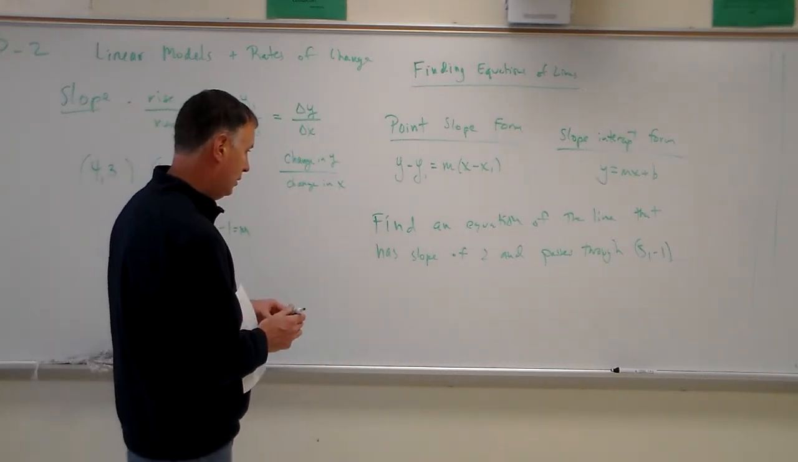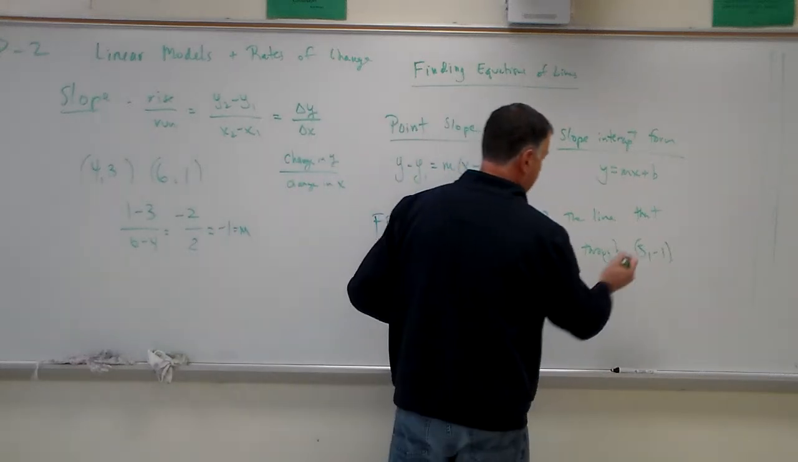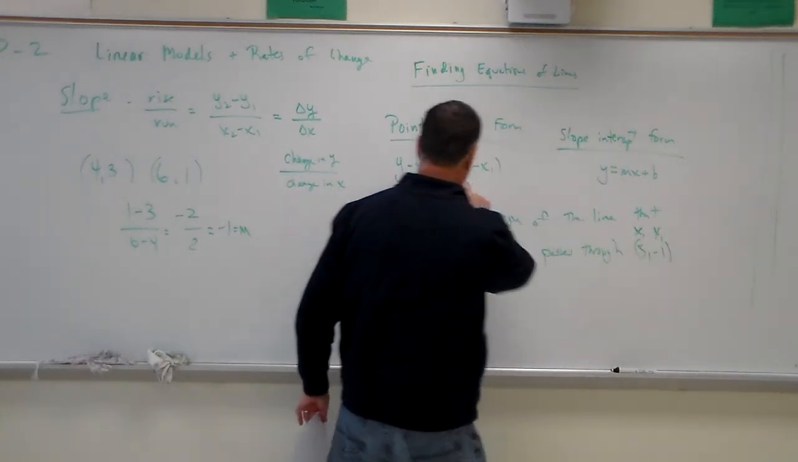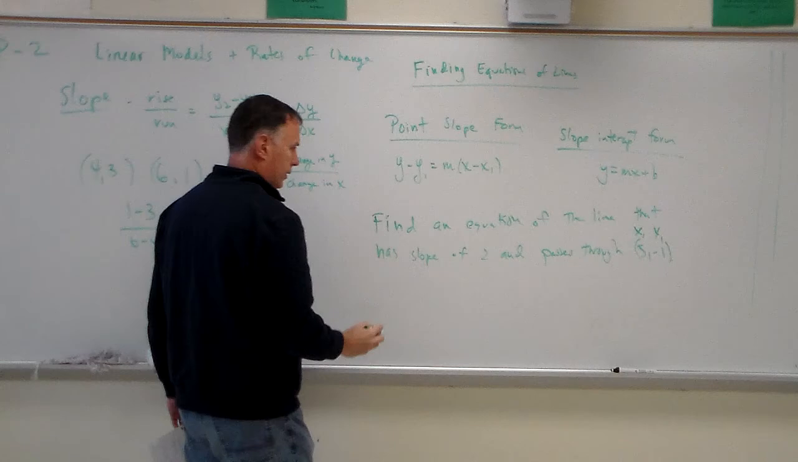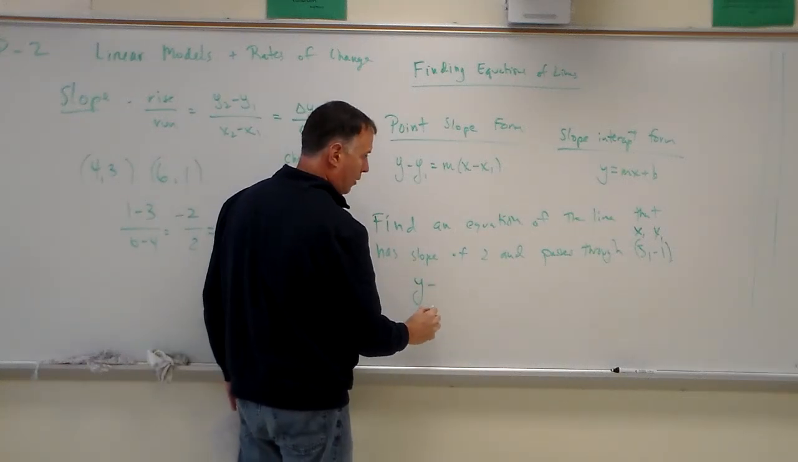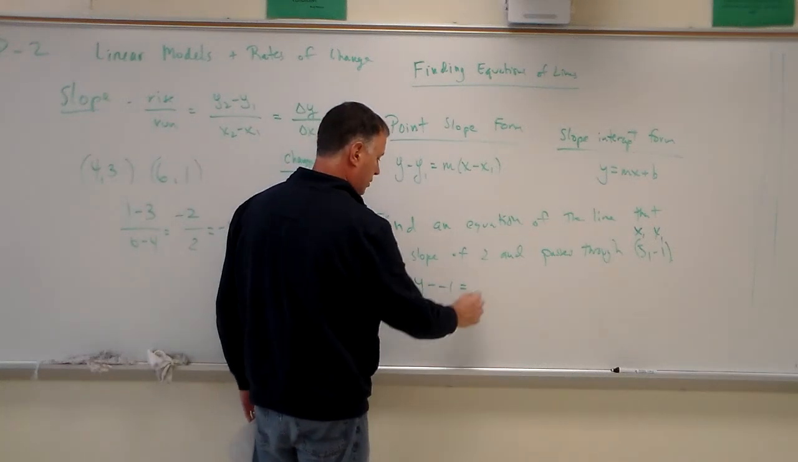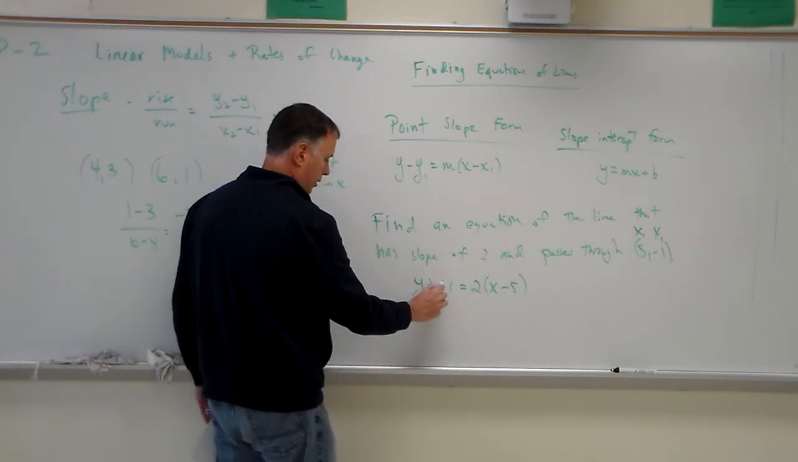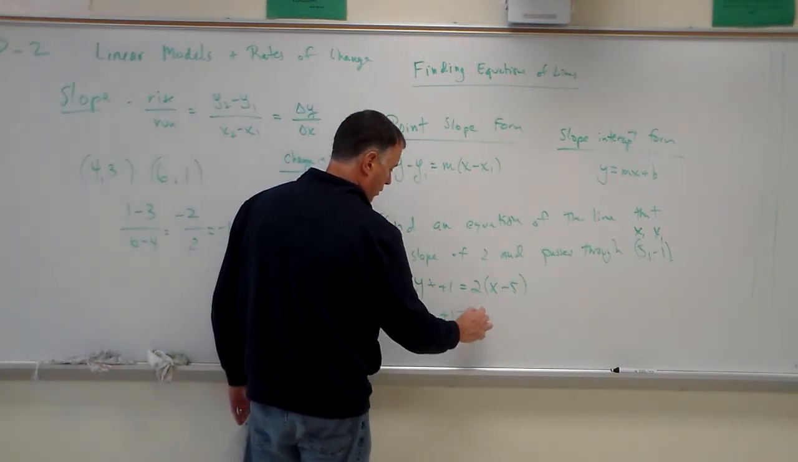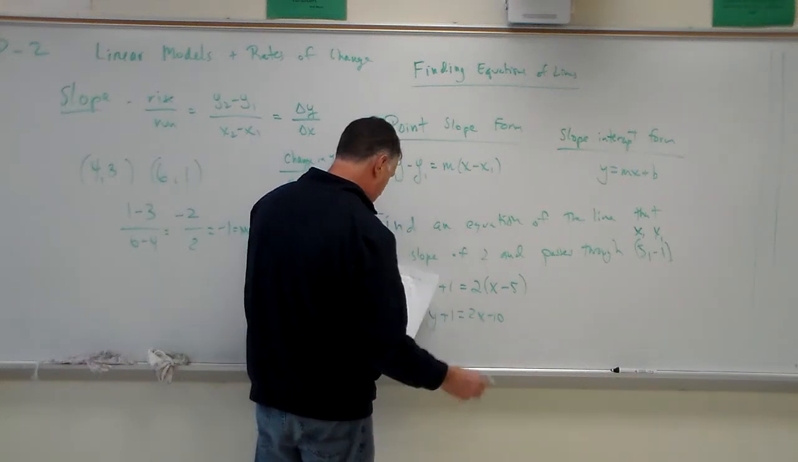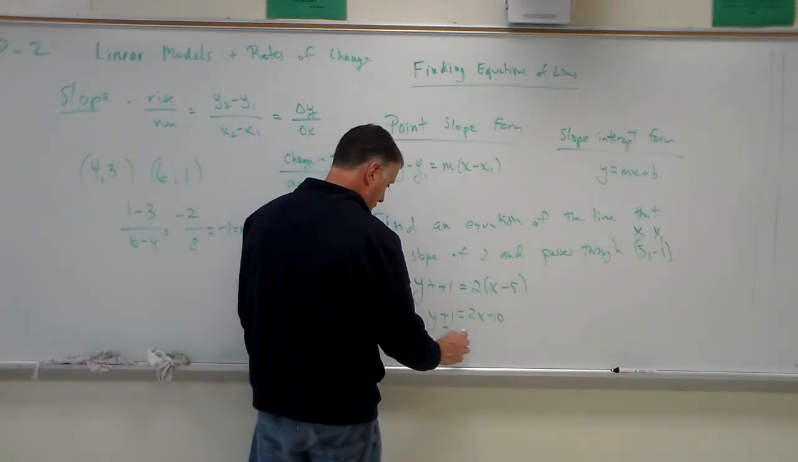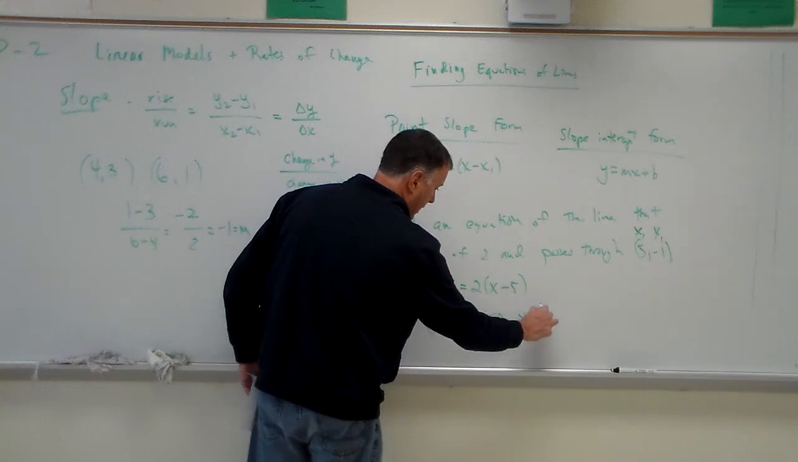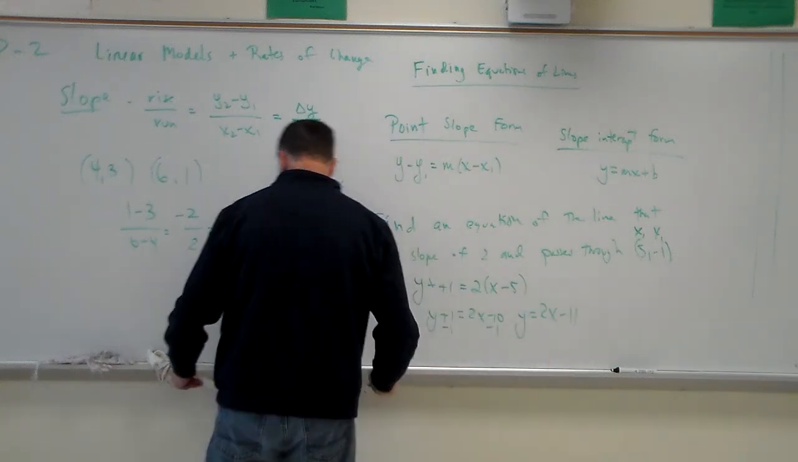So let's call this one x1, y1. And let's use point slope form. So y minus y1 equals slope times x minus x1. So y plus 1 equals 2x minus 10. Normally we write it in slope-intercept form, so minus 1 minus 1, y equals 2x minus 11.